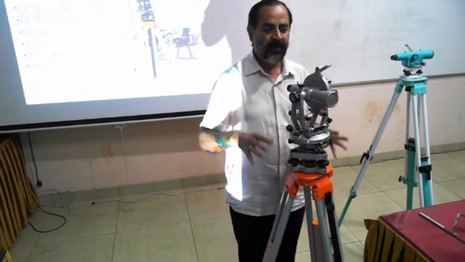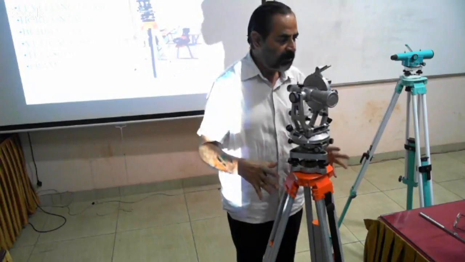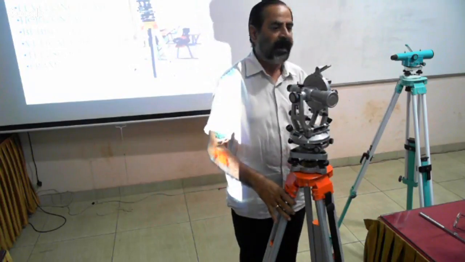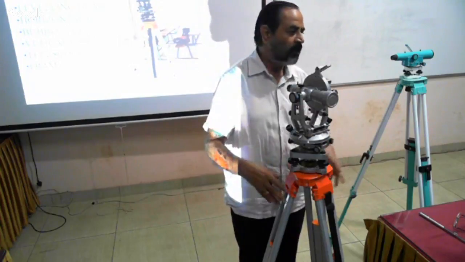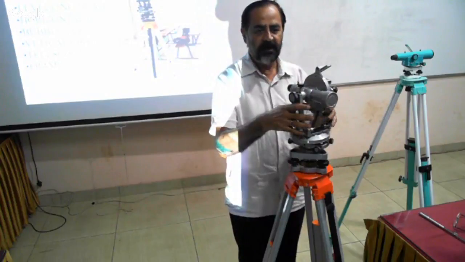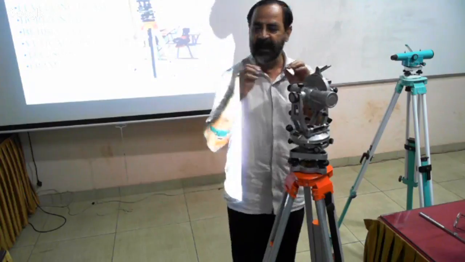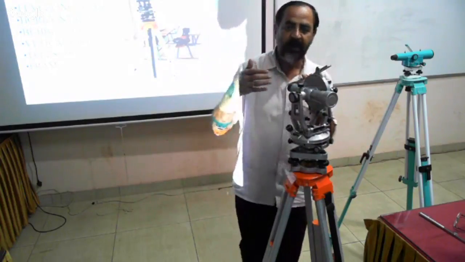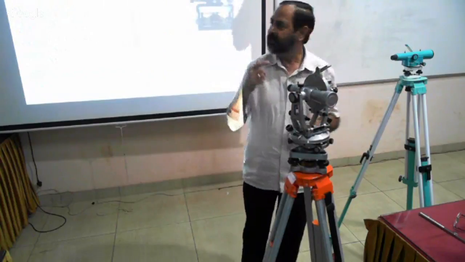Now, see, already I told you that the tripod is the triangular three-legged supporting element. It is used to support the instrument, isn't it? Got it? Now, I will explain one by one.